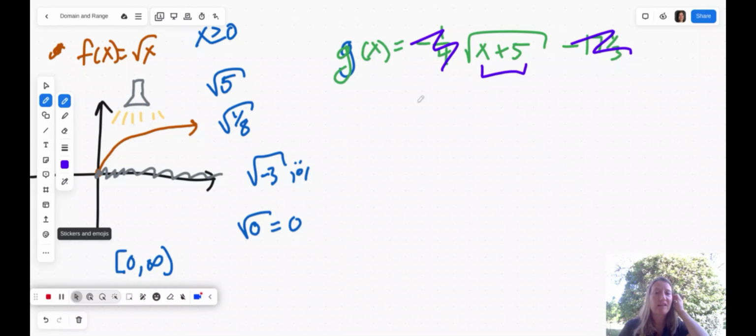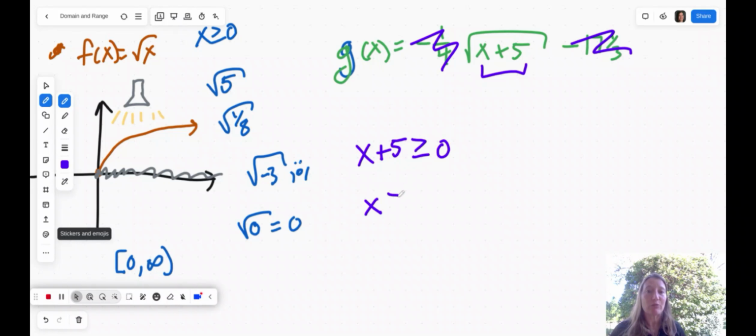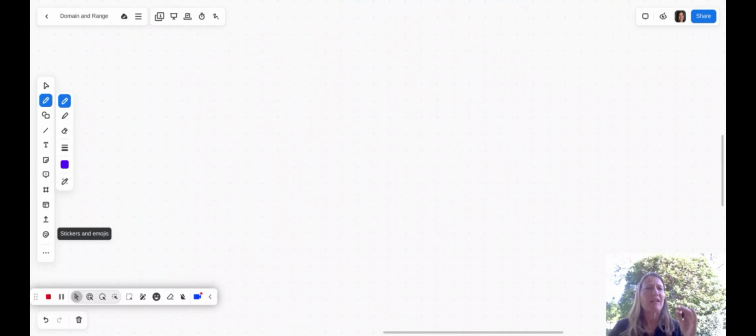And in this case, it's the x plus 5. I cannot take the square root of negative numbers, so I need x plus 5 to be greater than or equal to 0, and that's how I get x is greater than or equal to negative 5. Bam. Easy peasy, right?